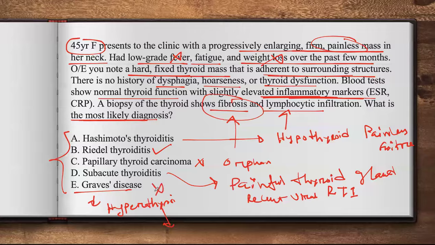So even if you don't have any idea about Riddle thyroiditis, just by the exclusion method you can come to the right answer. That is another way to reach the right answer in an exam. We don't discuss Riddle thyroiditis because it's very uncommon, but let's say it came in your exam. If you know all the other options, you can exclude them by your logic and your knowledge, and then come to the right answer. Okay.